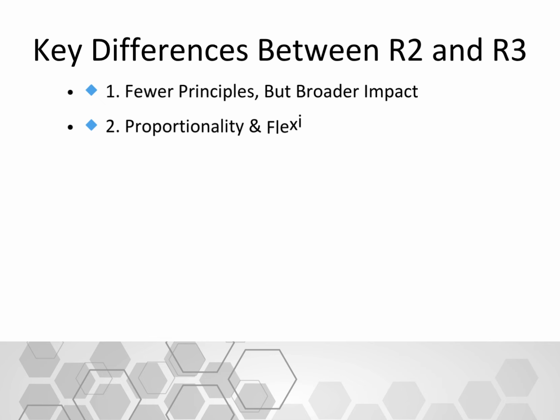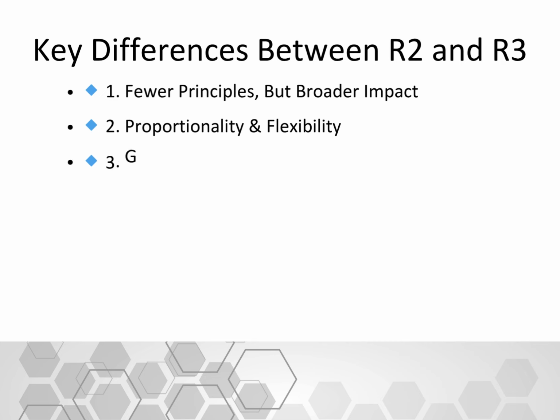2. Proportionality and flexibility. R3 introduces the principle of proportionality, meaning that oversight and documentation should match the risk and complexity of the trial. This is huge for smaller studies, startups, or low-risk trials. It reduces unnecessary burdens while maintaining quality.